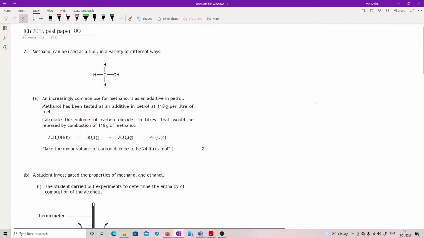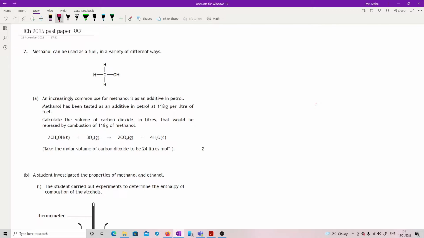Methanol is in 15, question 7. Methanol can be used as a fuel in a variety of different ways, and you've got a little picture of methanol in case we weren't sure. An increasingly common use for methanol is as an additive to petrol. Methanol has been tested as an additive in petrol at 118 grams per litre of fuel. Calculate the volume of carbon dioxide in litres that would be released by combustion of 118 grams of methanol.